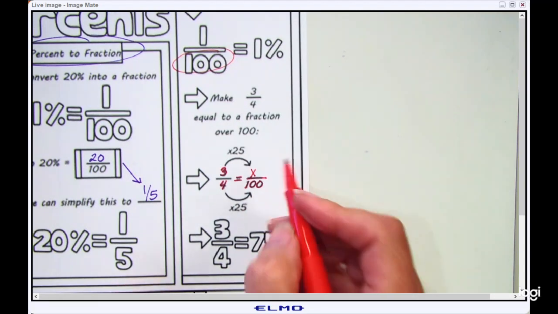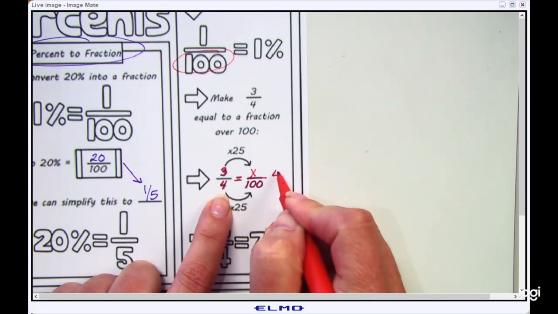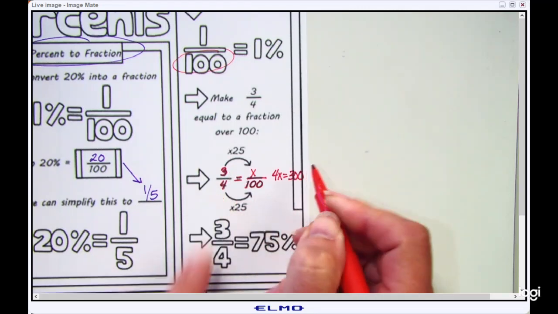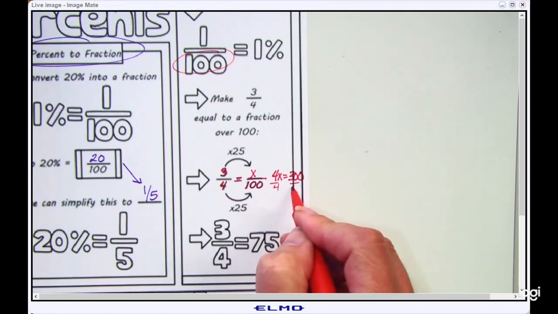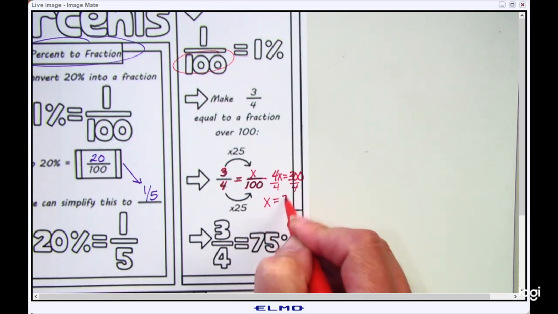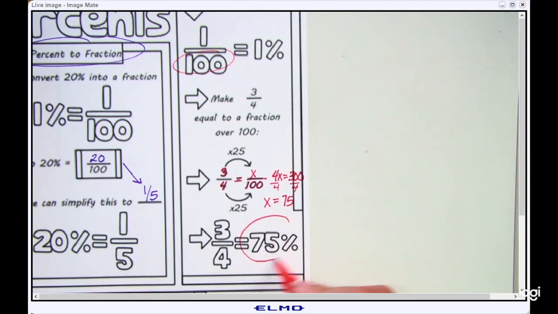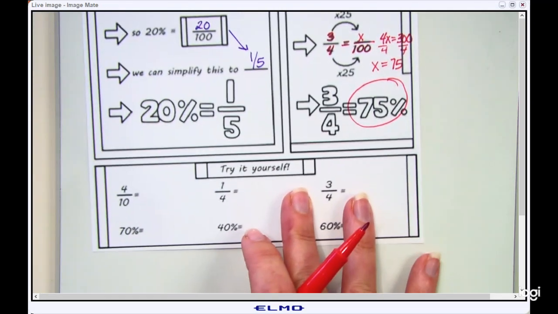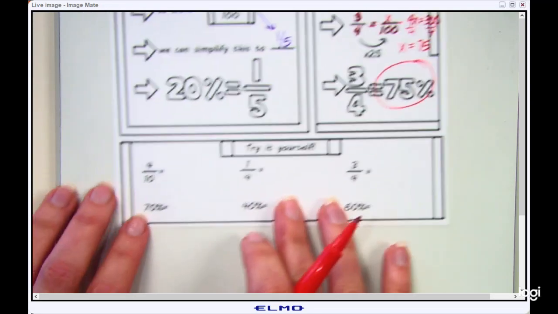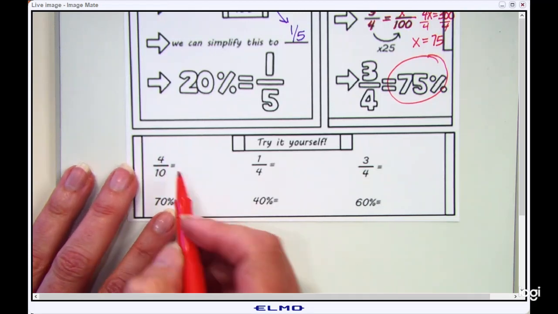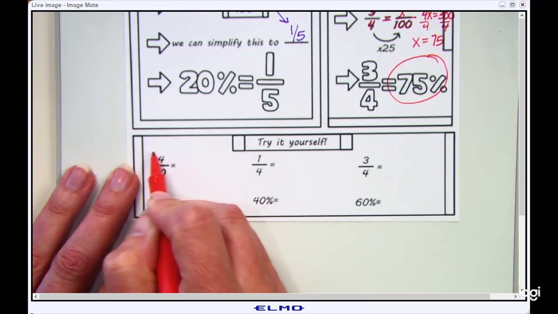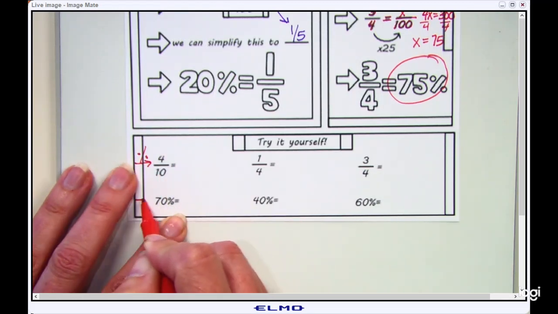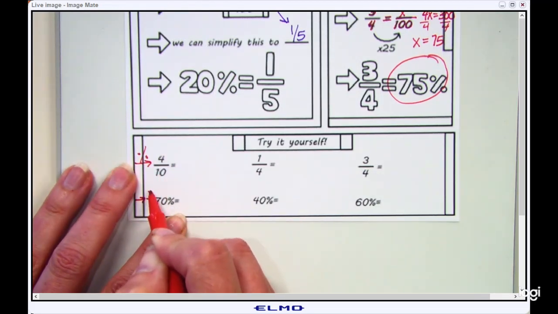Now let's do our cross products. 4x equals 300, divided by 4, divided by 4, x is 75. Guess what? 3/4 is 75%. Right, so let's continue practicing that. We've got fractions that I want to move. I want to move this row to percents. I want to move this row to fractions.